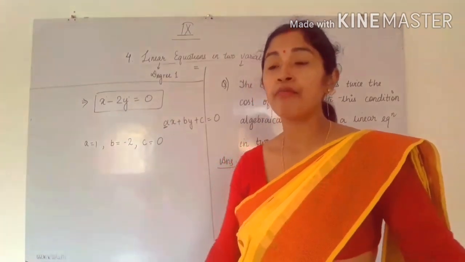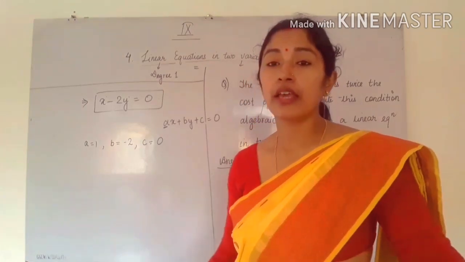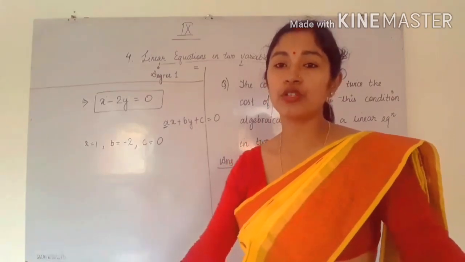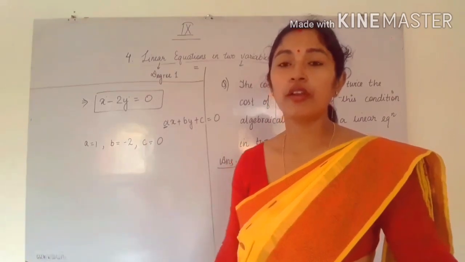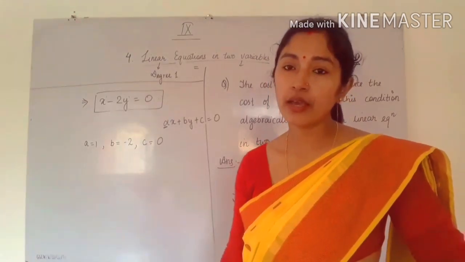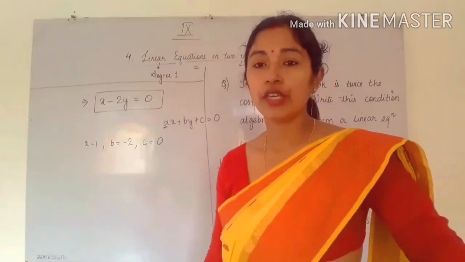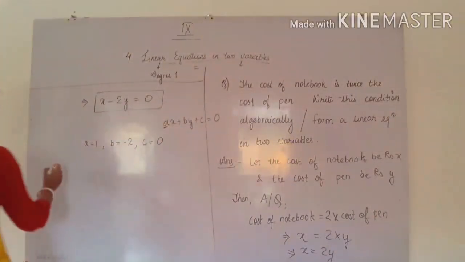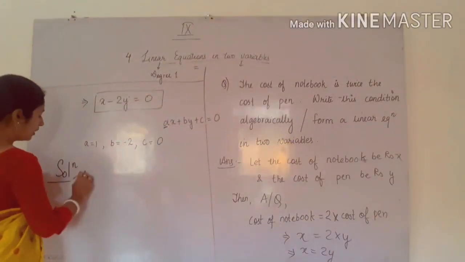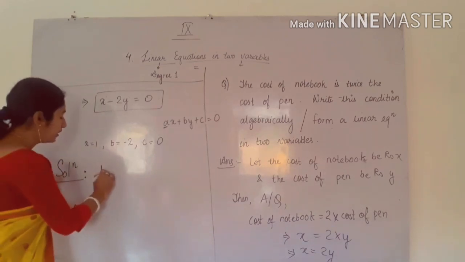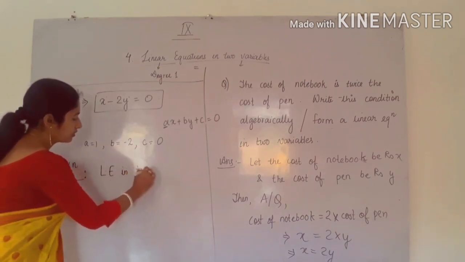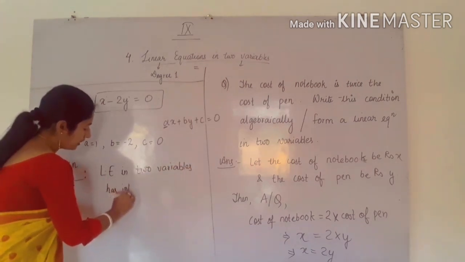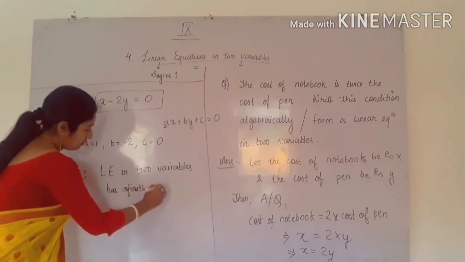So we can say that a linear equation in two variables can have infinitely many solutions. There is no end to the solutions. We can find many solutions for x and y. Okay. So what can you say about the solutions? We can say that a linear equation in two variables has infinitely many solutions. So you can write the solution for a linear equation in two variables: a linear equation in two variables has infinitely many solutions.